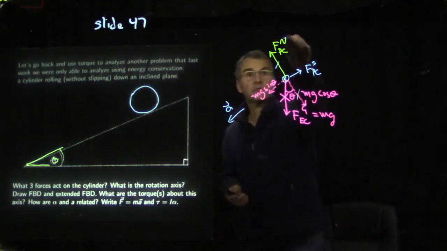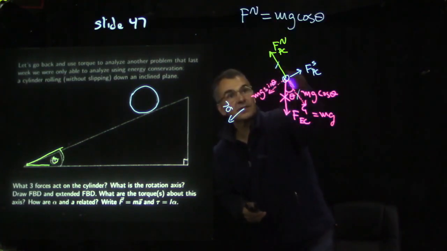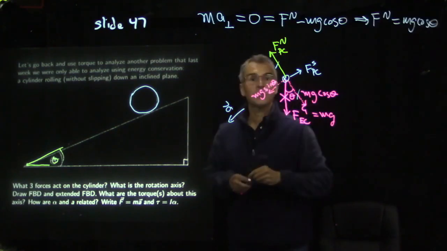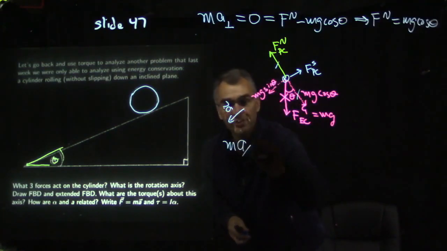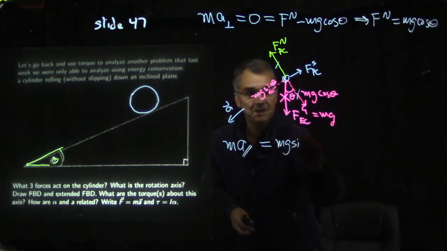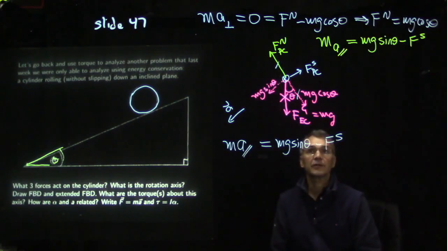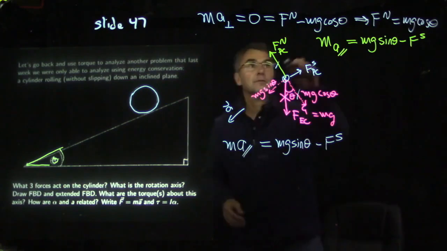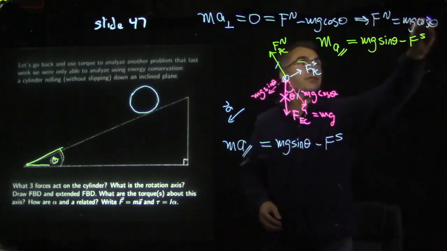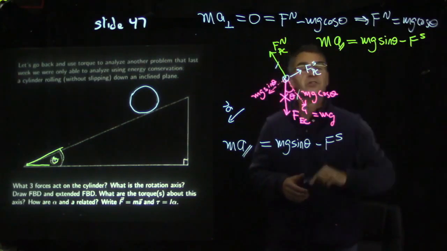So that tells us that the normal force equals mg cosine theta. That's a consequence of the acceleration in this direction being 0. Then we know that the mass times the acceleration downhill is mg sine theta minus f static. So that's the information we can get out of the ordinary free body diagram. We get f normal equals mg cosine theta, and we get the mass times the downhill acceleration equals mg sine theta minus the static friction force.